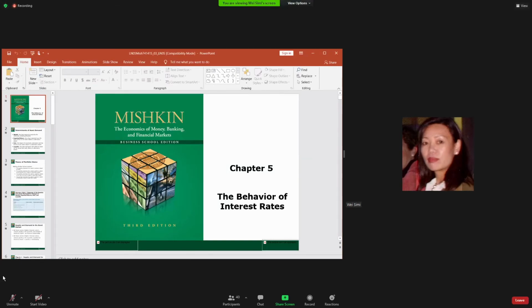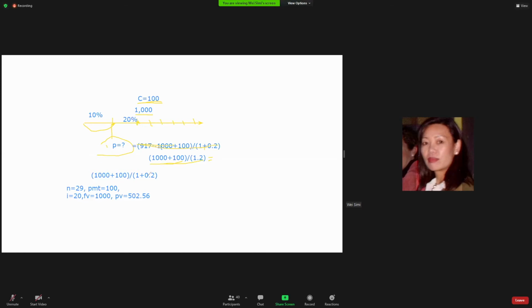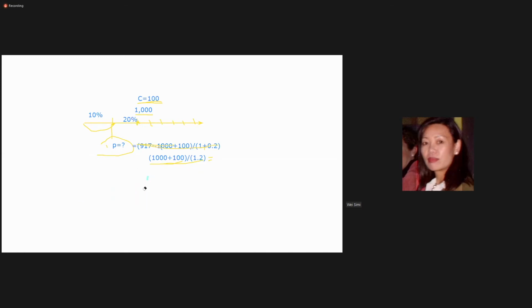Let me give you more examples here. Let's see which one you feel you want more. You know what? I'll do this. What about interest going lower? Go ahead. Okay, let's do this one.